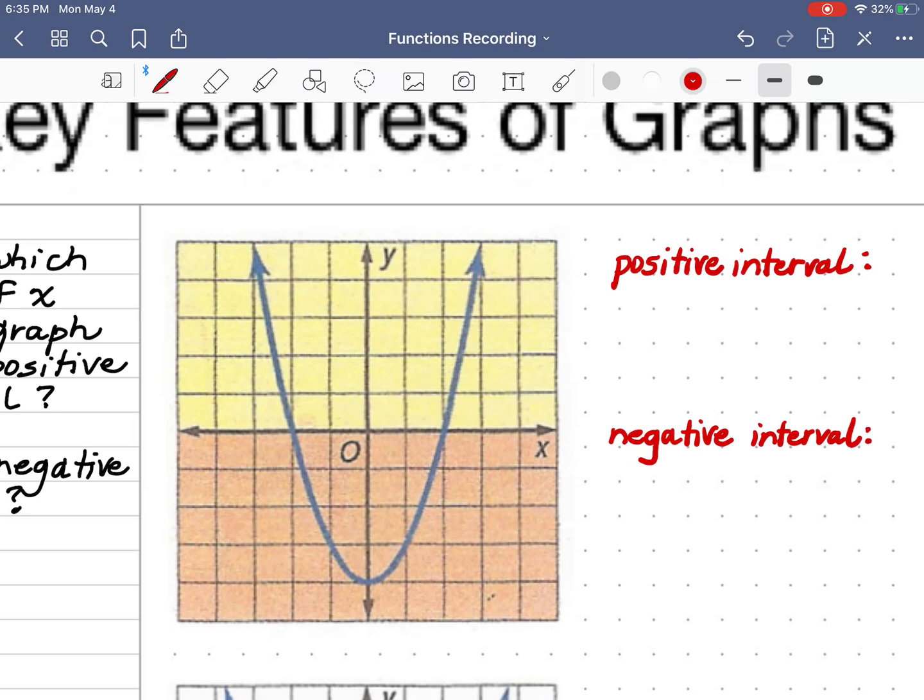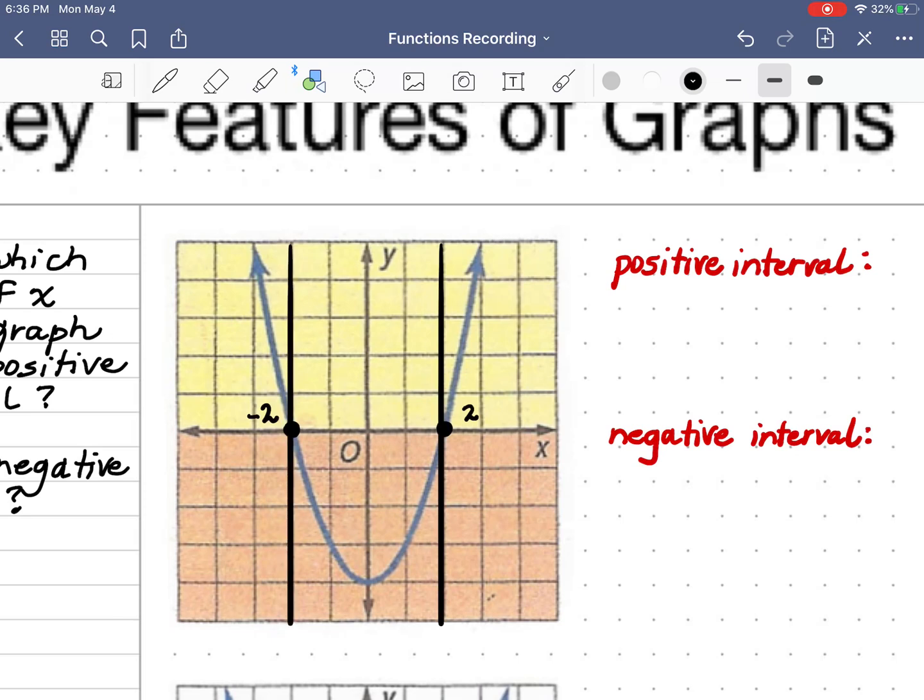So the first thing we want to do is to mark off the points. So here are the x-intercepts at +2 and at -2. Okay, so anything in the yellow is going to be in the positive interval. Let me draw a vertical line through those. This may help too.